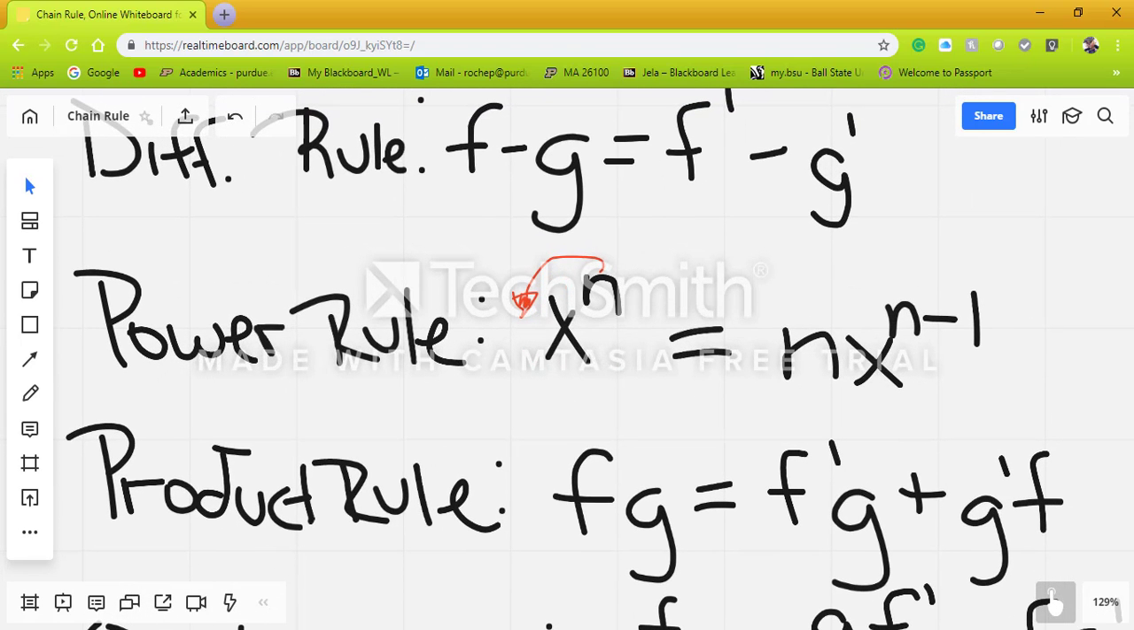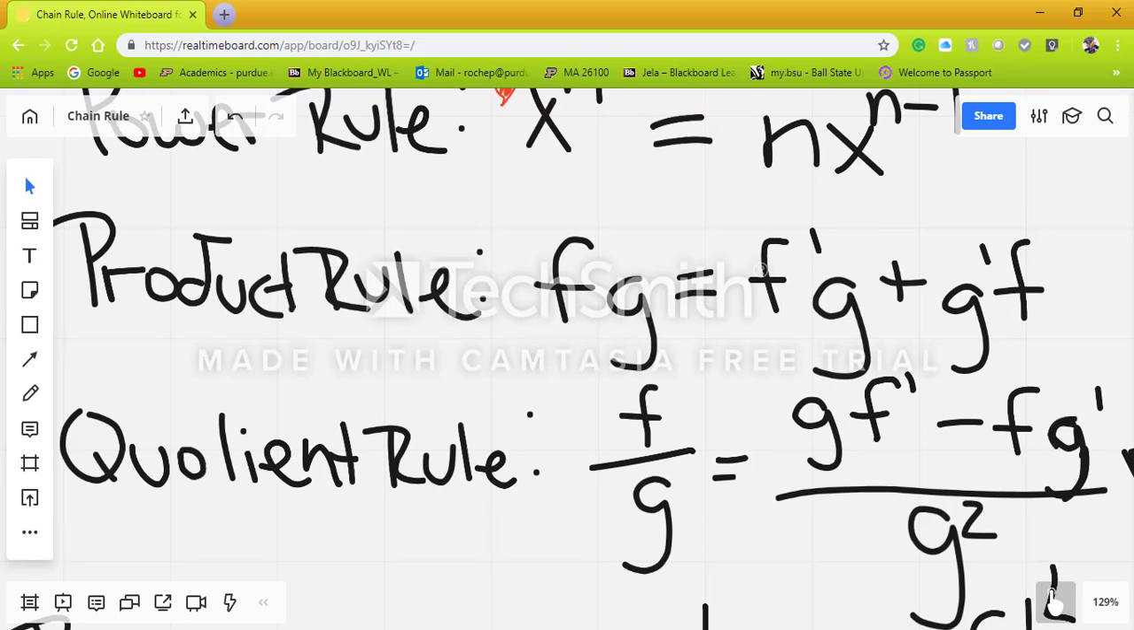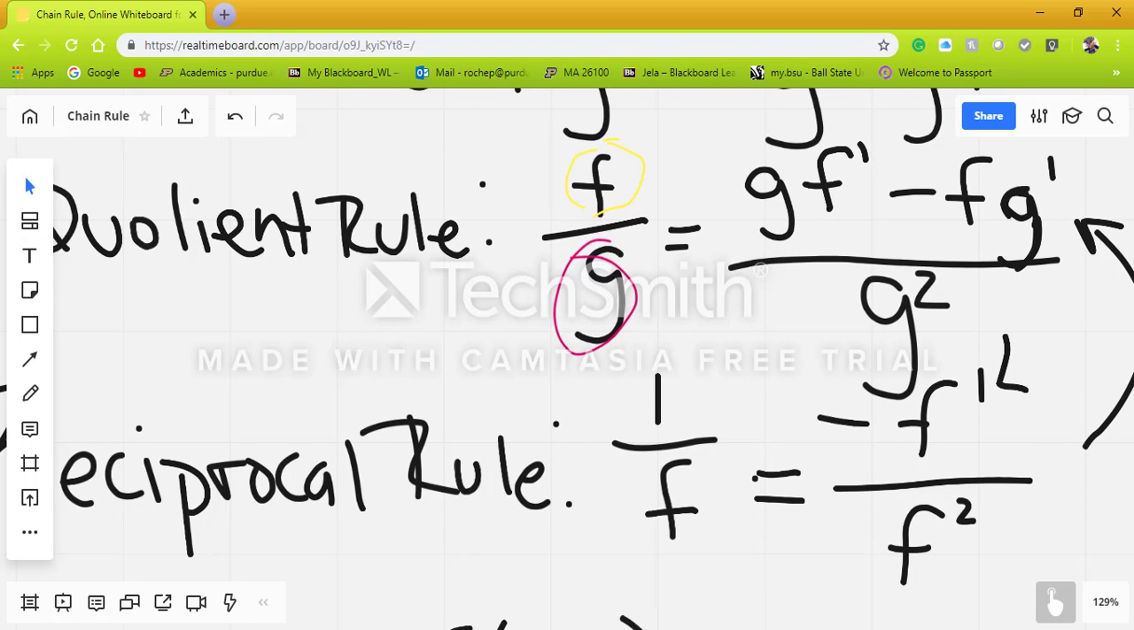Okay, next is our product rule. For our product rule, we're doing f times g, and the derivative of that is f prime times g plus g prime times f. And for our quotient rule, we use f over g, and that simply equals g times f prime minus f times g prime over g squared. Next is your reciprocal rule. We're going to use 1 over f, and this simply becomes the negative derivative of f all over f squared.